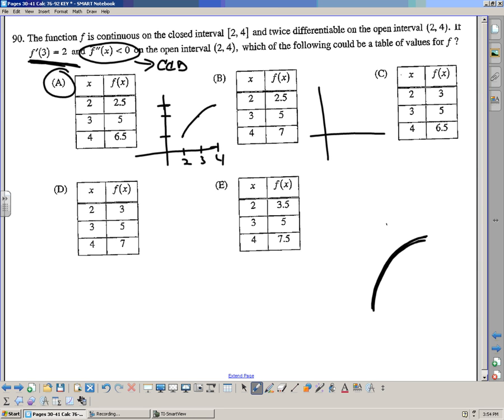B, 2, 3, 4, evenly spaced out. 2.5, 5, and then 7. This also seems to do what I wanted to do. So now we've got 2 choices. We have to handle them. C, 2, 3, 4.